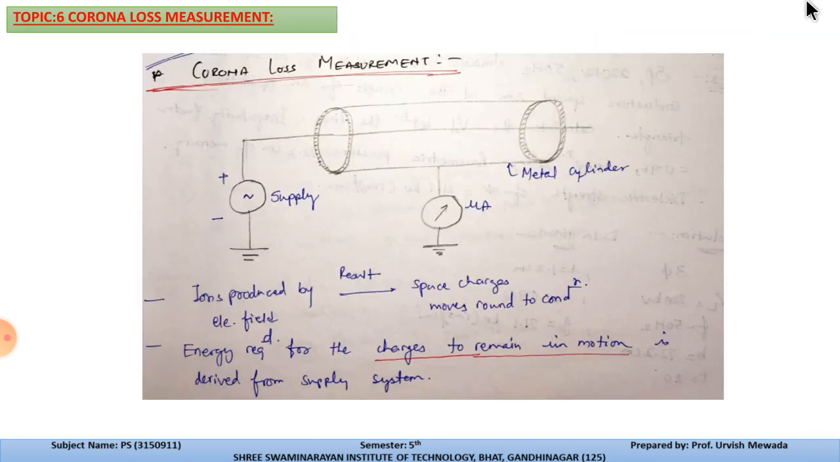Now this is the sixth topic, corona loss measurement. This is the corona cage through which we pass a wire. A supply is given to this wire, and the cage is connected with the current meter. This cage is made up of a metal cylinder. Generally the ions produced by the electric field result in space charges moving around the conductor, and energy is required for the charges to remain in motion. Once the charges move around the conductor, the energy required for the particular shape and area is derived from the supply system.